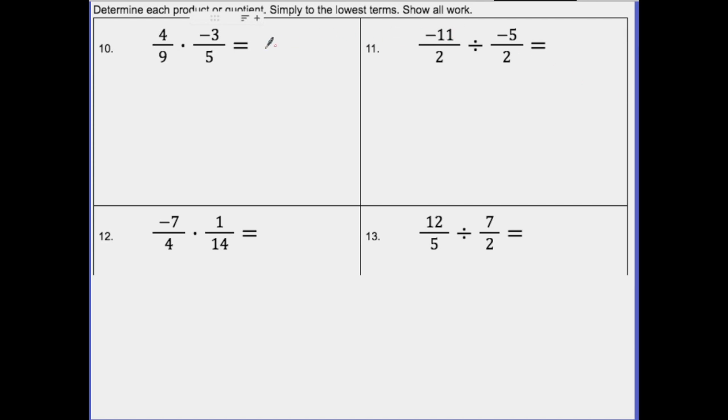Now let's check out the fraction multiplication. Remember, with fractions, we multiply straight across. The new thing for us is that there could be negatives. 4 times negative 3 is negative 12. 9 times 5 is 45.